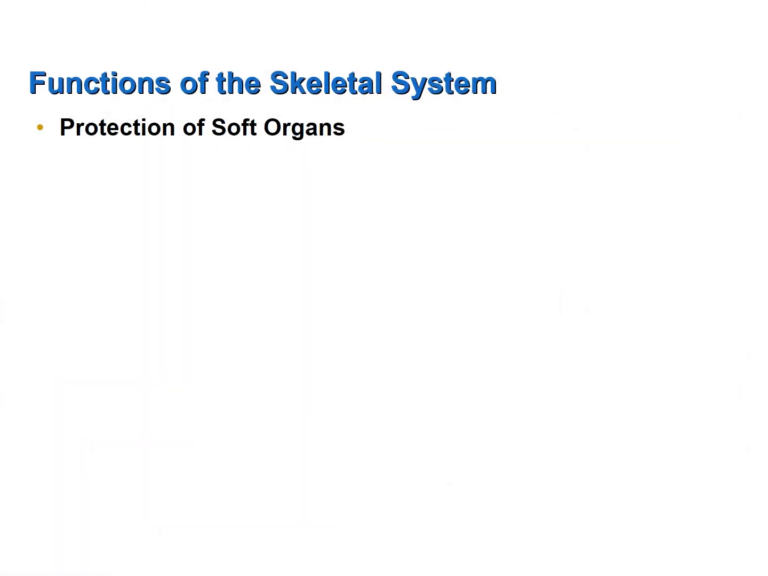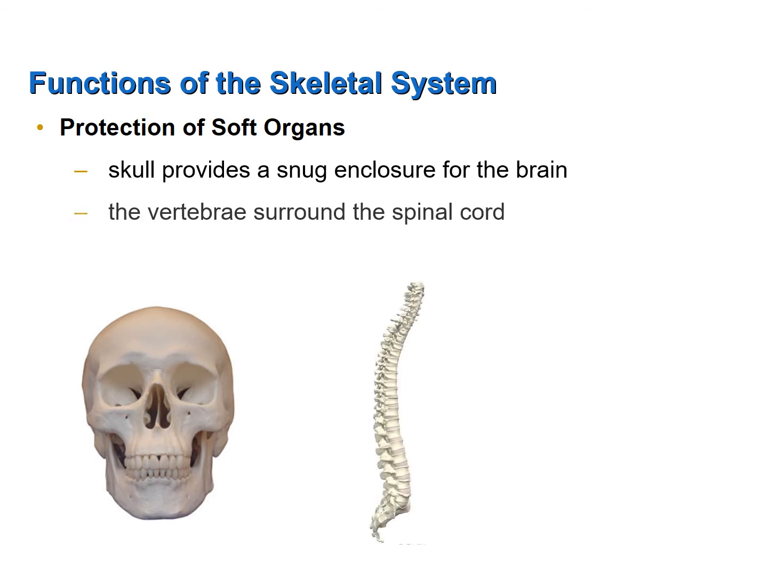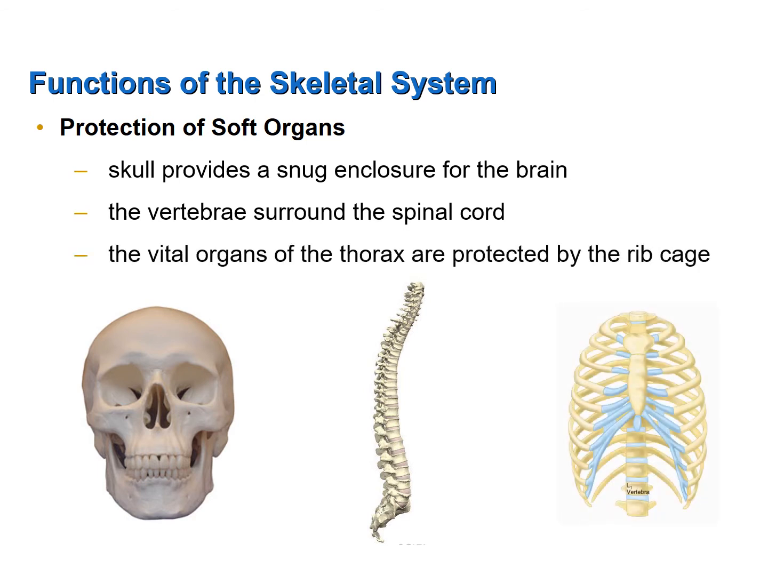Another function of the skeletal system is protection of soft organs. The skull completely surrounds the brain and protects it from damage. The spinal cord is surrounded by vertebrae. The vertebrae collectively form the vertebral column, protecting the spinal cord from damage. And the organs of the thoracic cavity, or thorax, are protected by the rib cage.